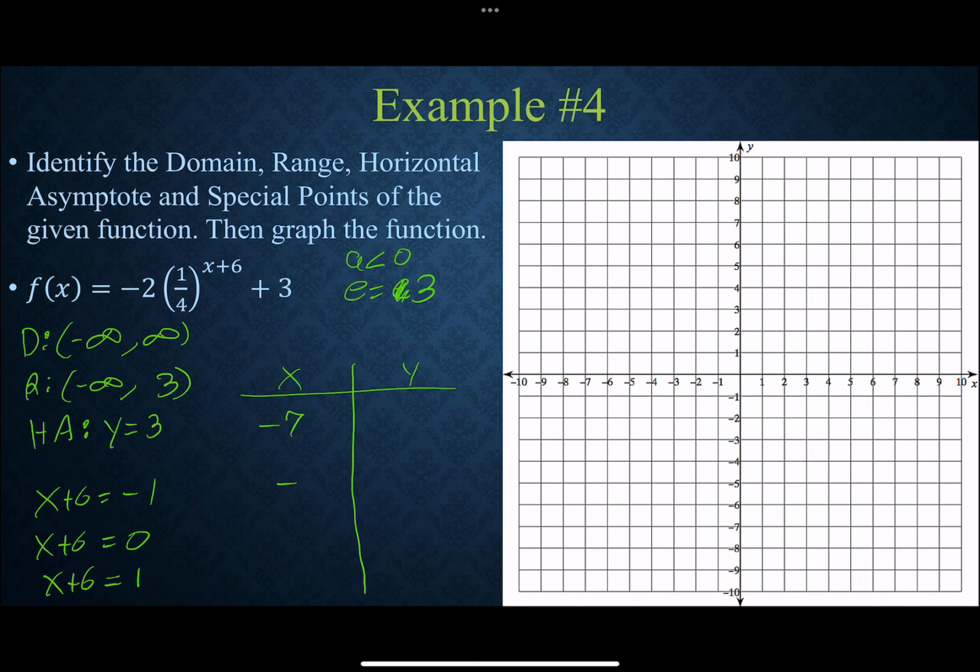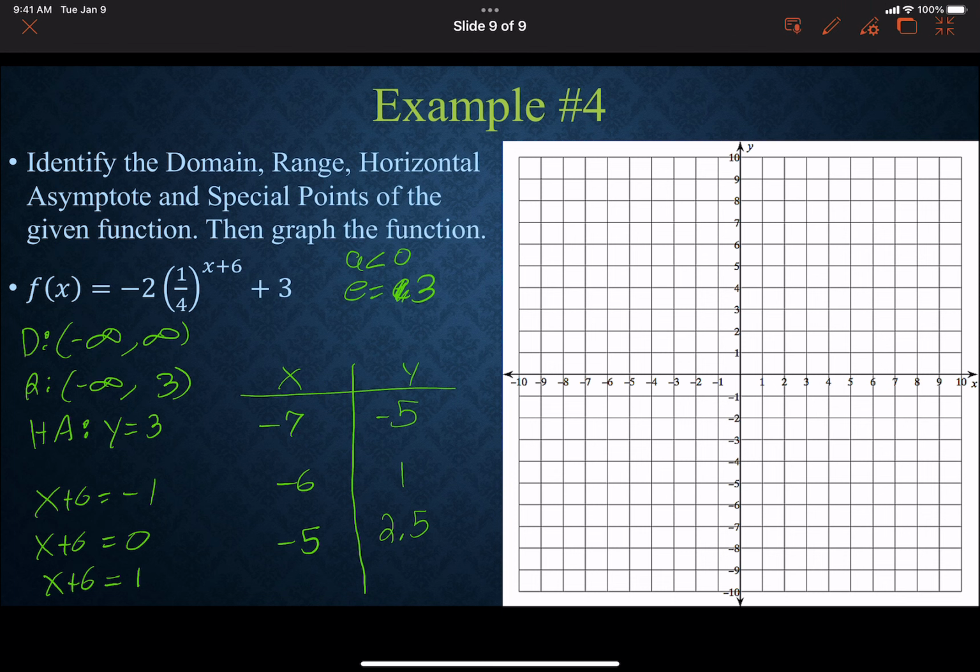So we get -7, -6, and -5 for our x values. So again, we just substitute into our equation. -2 times 1/4 raised to the -7 plus 6 plus 3, we get -5. -2 times 1/4 raised to the -6 plus 6 plus 3 gives us 1. And -2 times 1/4 raised to the -5 plus 6 plus 3, we get 2.5.